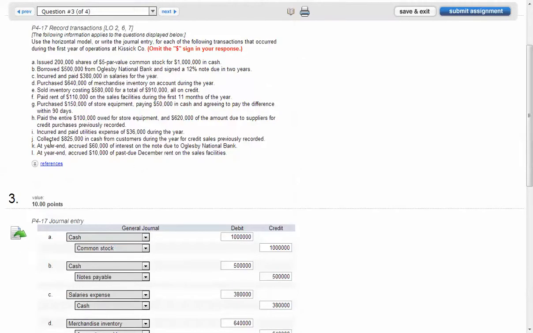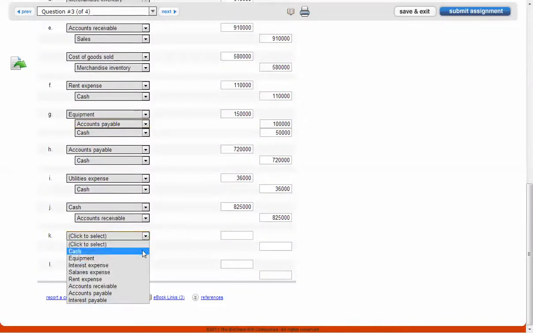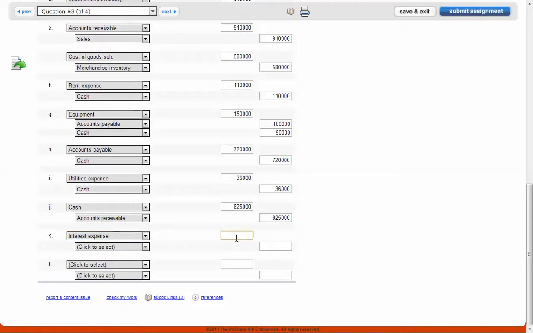Let's look at K. At year end, accrued $60,000 of interest on the note due to Oglesby Bank. Well, what that means, we've incurred the interest, we haven't yet paid it. So we can debit our interest expense here for $60,000, and we'll have to credit our interest payable. Now we show a liability that we owe on that interest that we've already incurred.